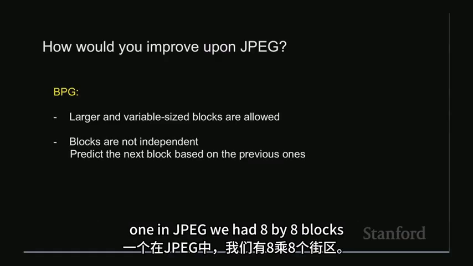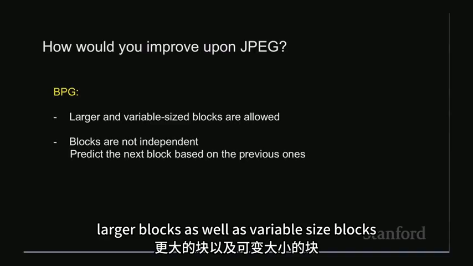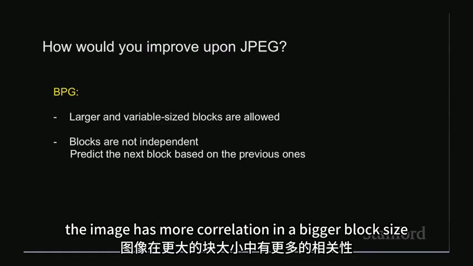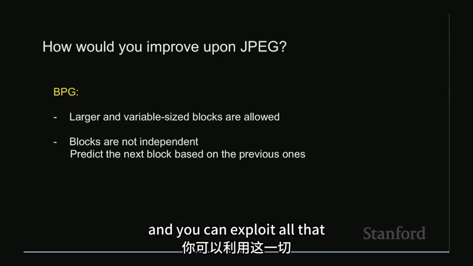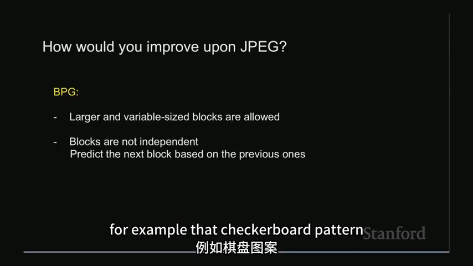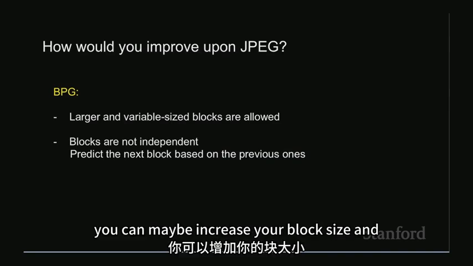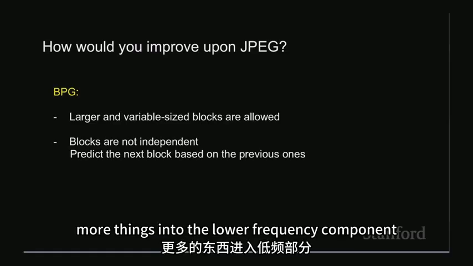One, in JPEG we had 8x8 blocks, right? But BPG basically allows for larger blocks as well as variable size blocks. So you don't really stick to 8x8. Sometimes maybe the image has more correlation in a bigger block size compared to the smaller block size, and you can exploit all that. For example, that checkerboard pattern, you won't have much correlation in 8x8, but if you have a very smooth signal, you can maybe increase your block size and get even more benefits in terms of decorrelation, right? Because the higher the block size, it will push more things into the lower frequency component.